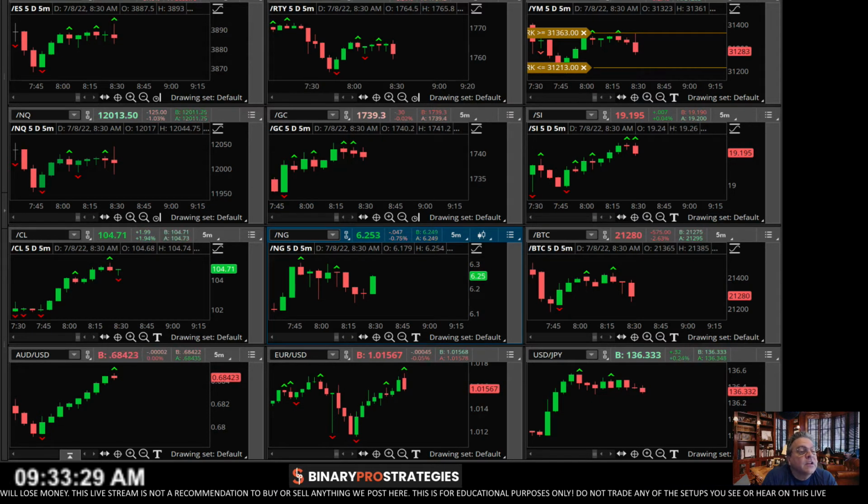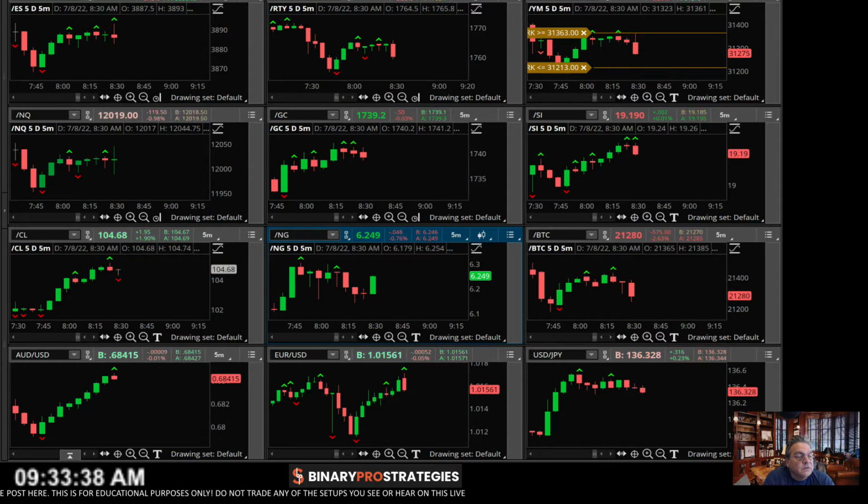313.63. Mini NASDAQ's getting close to possible buy here. Needs to firm up a little bit more. Get this pattern completed, and that'll put us into a long position. Natural gas just went long, so long on the natural gas.